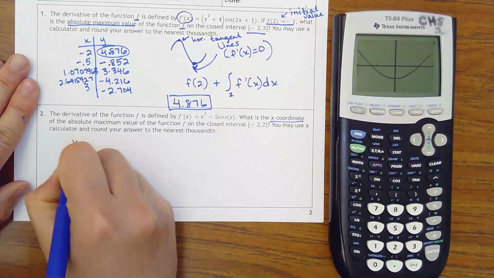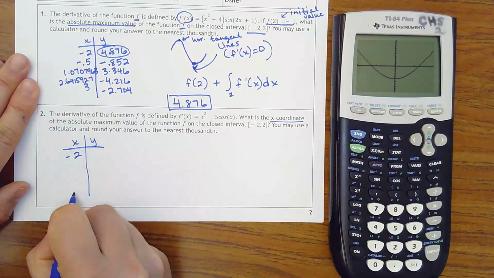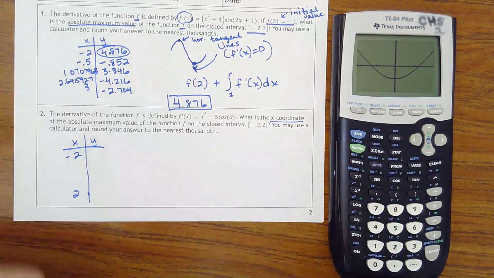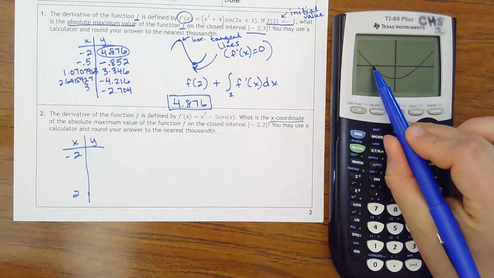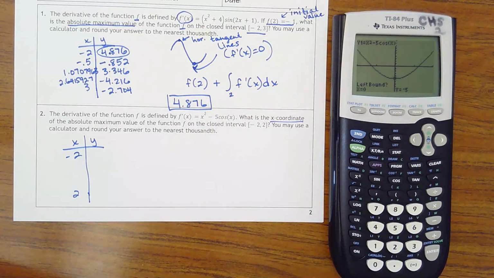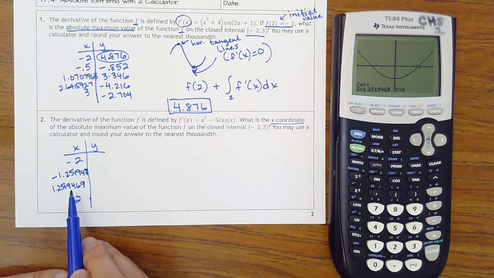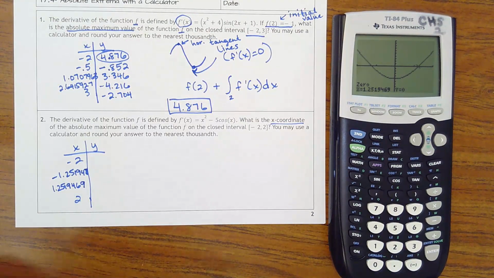So I'm going to make a table again. Here's my endpoints. I've got to find what has slopes of 0, so that would be only here and here. Go ahead and go second calc, 0. Do your left and right thing. And you should have gotten these decimals. Again, I'm going to write the whole decimal down because that could affect my rounding later.